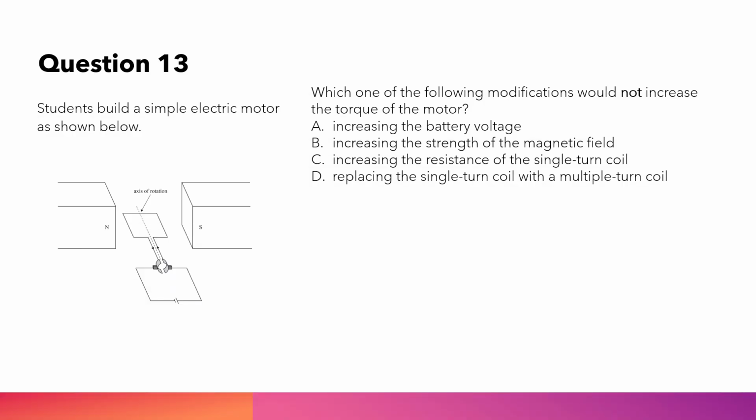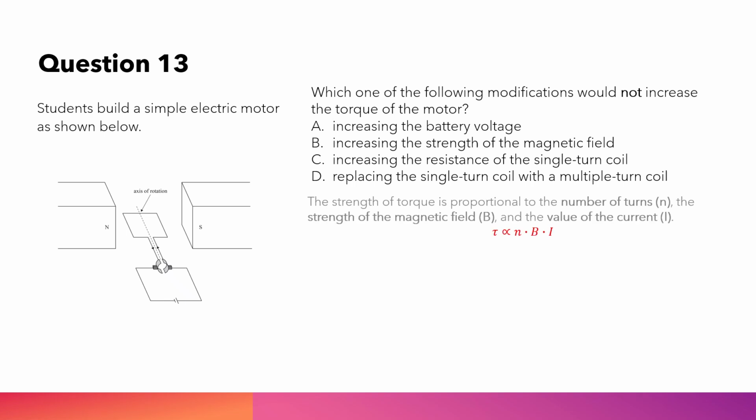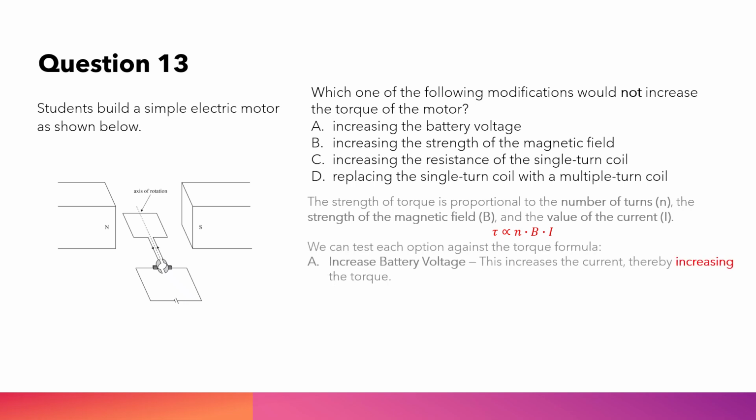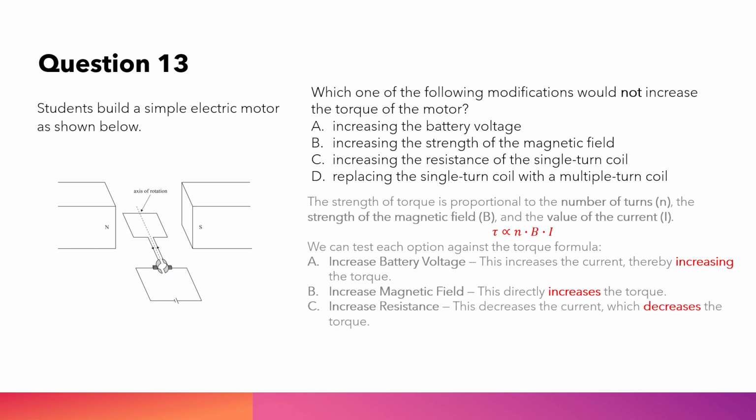The strength of torque is proportional to the number of turns, N, the strength of the magnetic field, B, and the value of the current, I. We can test each option against the torque formula. A. Increase battery voltage. This increases the current, thereby increasing the torque. B. Increase magnetic field. This directly increases the torque. C. Increase resistance. This decreases the current, which decreases the torque. D. Multiple turn coil. This increases the number of turns, thereby increasing the torque.